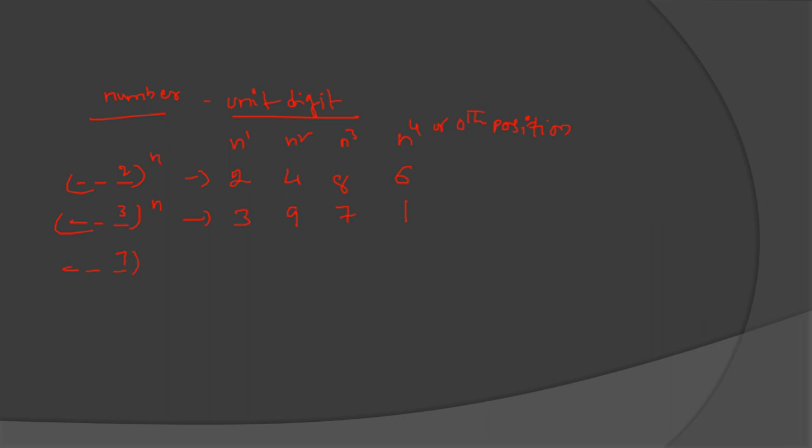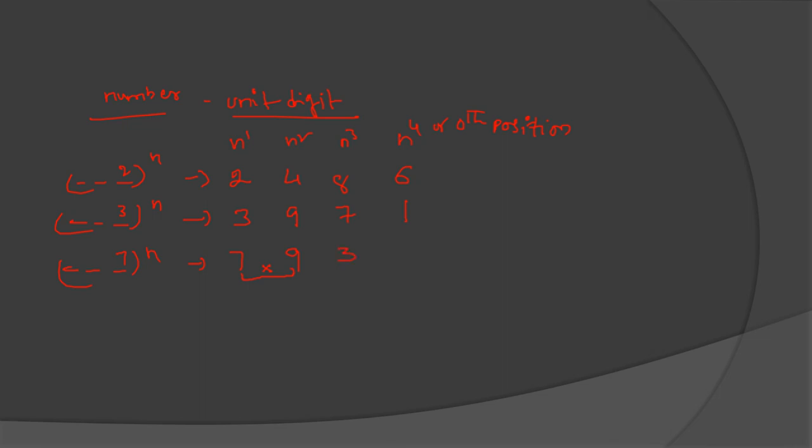Then next one is 7. 7 power n. 7 power 1 is 7. 7 square is 49. 7 cube is 343, right? How can we find 7 cube if you don't know it? 7 square, unit digit 9. Then multiply these two: 7 times 9 is 63. Unit digit is 3. So 7 cube has unit digit 3.